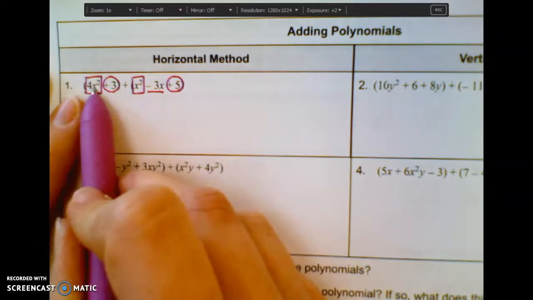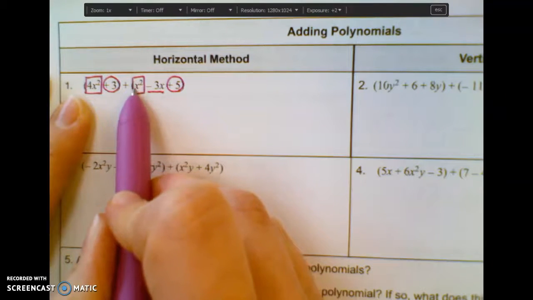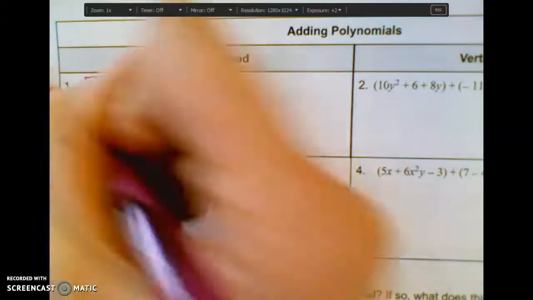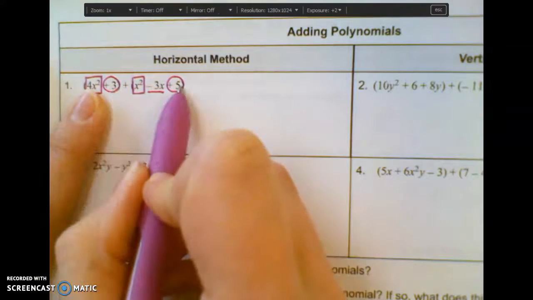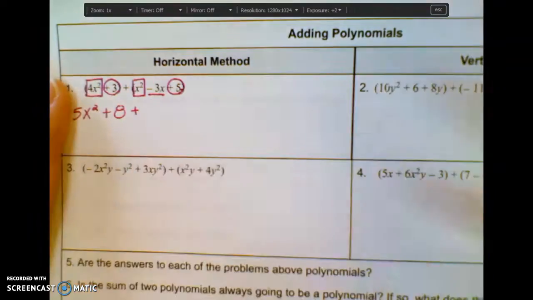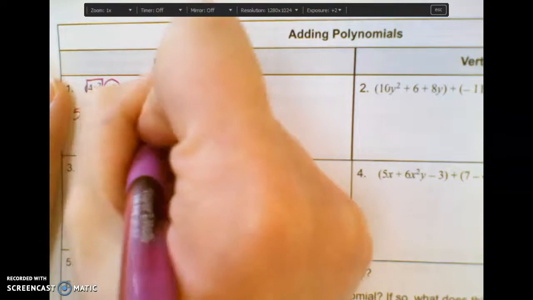I have 4x squared plus x squared, which we know has a 1 in front of it. So I have 4x squareds. I add 1 to it. That gives me 5x squared. Combining like terms, now I have a plus 3 and a plus 5. 5 plus 3 gives me 8. Lastly, I have that negative 3x. So instead of the plus, I actually want minus 3x.